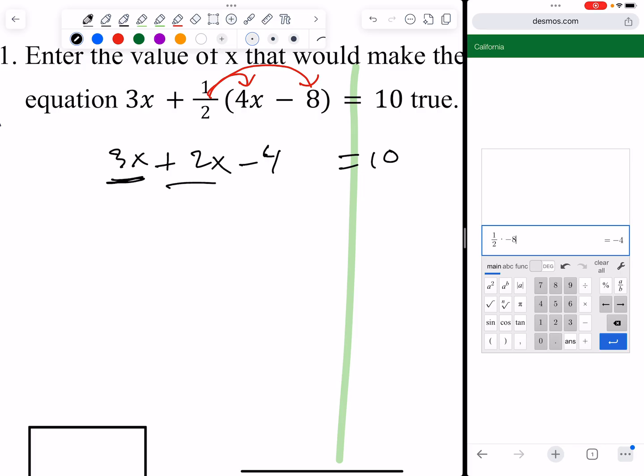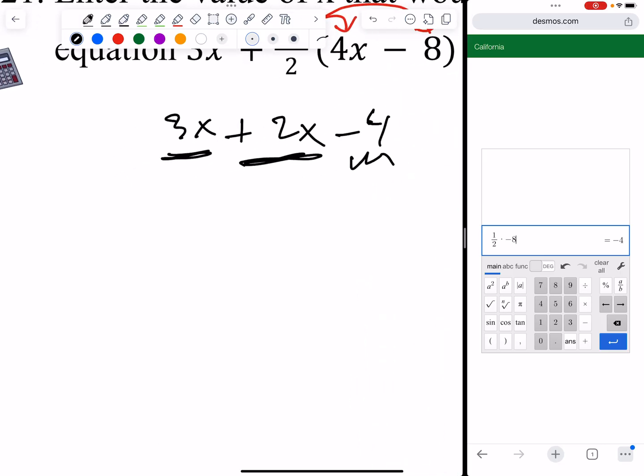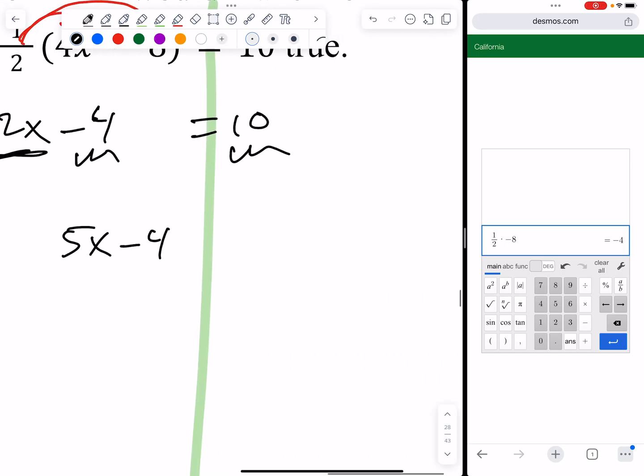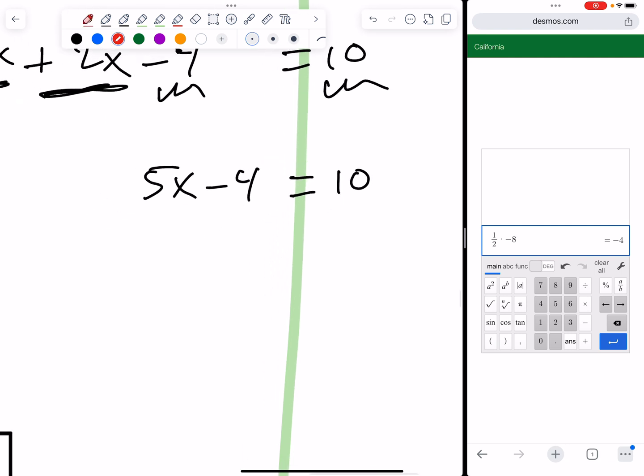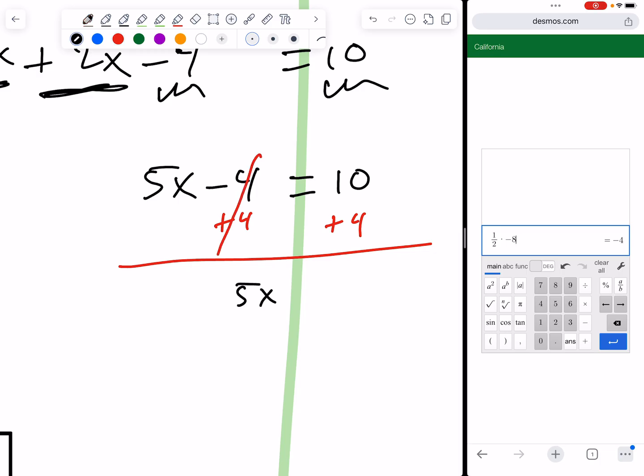Now I can combine like terms, so x's with x's, units and units. But remember, I can't do it across. I have to stay on the left side. So the left side, I got 3 and 2. That gives me 5x, and there's a -4 there. And on the right side, I can't combine anything because all I got is a 10. So I'm down to a two-step equation. Why do I say that? Because how do I get x by itself? I'm going to add 4 to both sides so that these go away. And I got 5x equals 14. And then my last step is to divide by 5, divide by 5. And I got x equals 14 over 5.